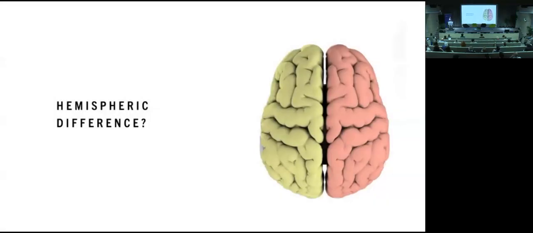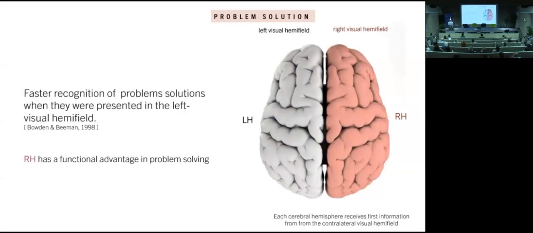So the scientific journey of insight problem solving began with a broad question about hemispheric difference. And in their seminal work, Bowden and Beeman found that there was faster recognition for problem solutions when they were presented to the left visual hemifield, implying that the right hemisphere has a functional advantage in problem solving.